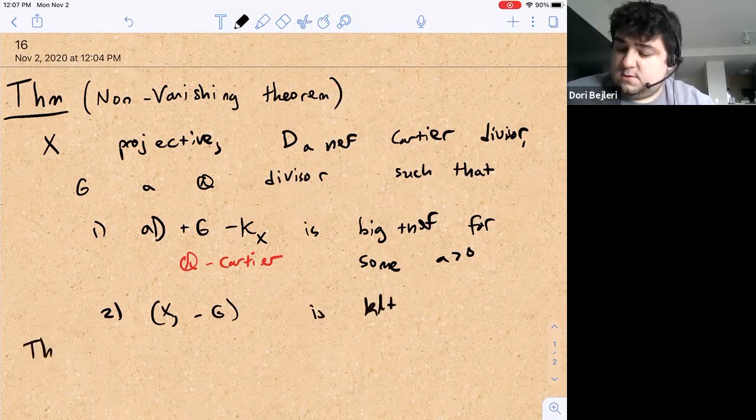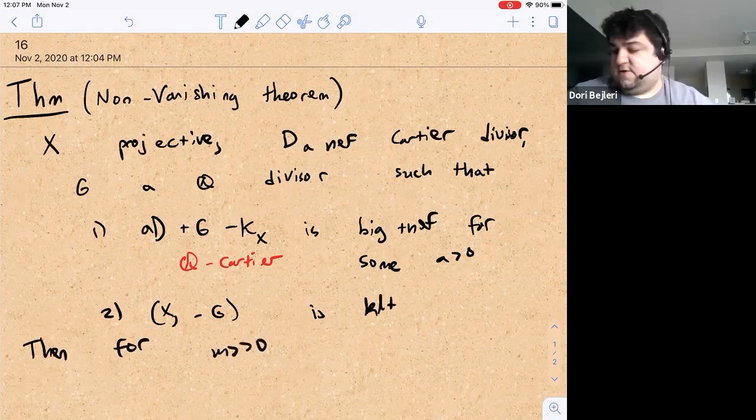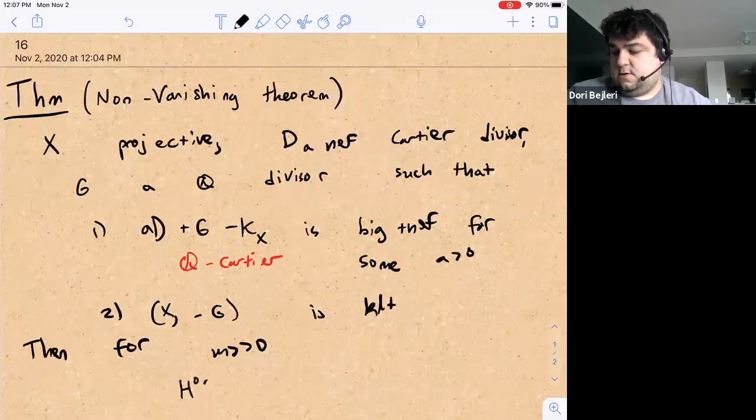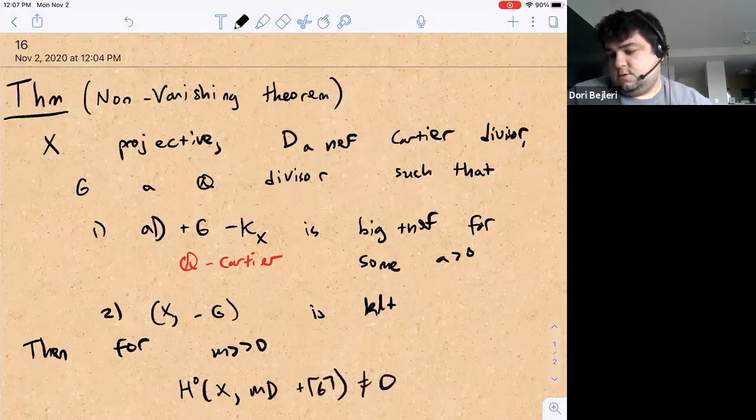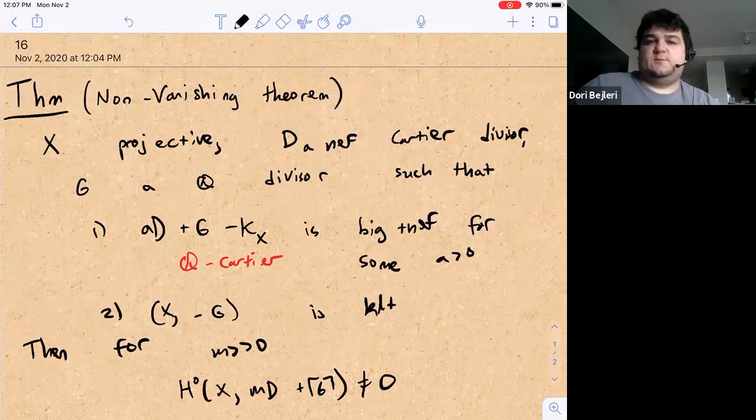Then for m very large, we have that H0 of MD plus the roundup of G has sections. Okay, so that was the non-vanishing theorem. Are there any questions about the statement?